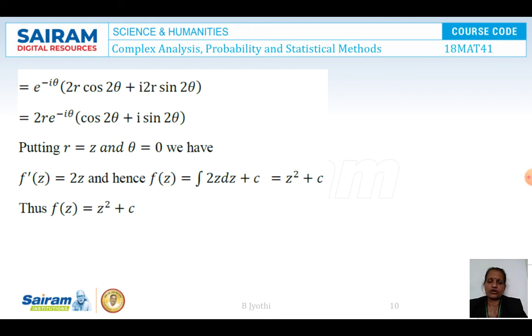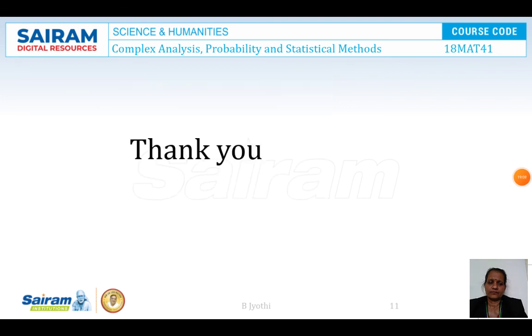Take 2r common and put r equal to z and theta equal to 0. We get f dash of z as 2z, and on integration we get z square plus the constant. So this is the required f of z. Thank you.